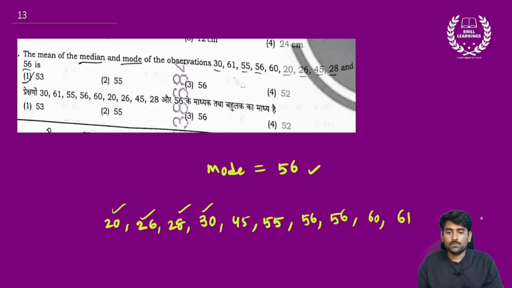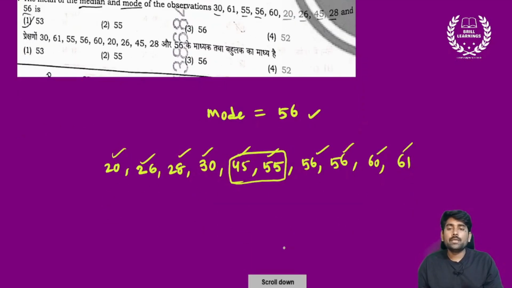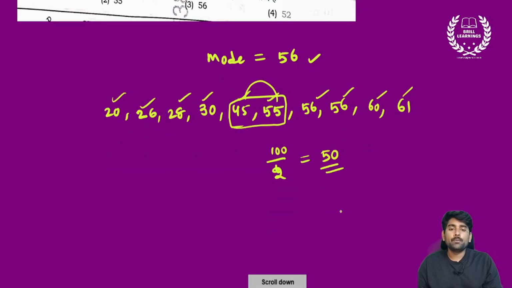1, 2, 3, 4, 5, 6, 7, 8, 9, 10. Here we have an even number of terms. That is why I left two numbers in the middle. So we need to take the average of these two numbers. If I sum these, 100, 100 divided by 2 gives me 50. 50 is our median here.